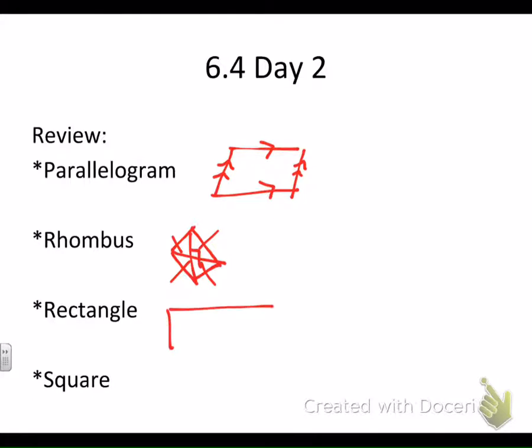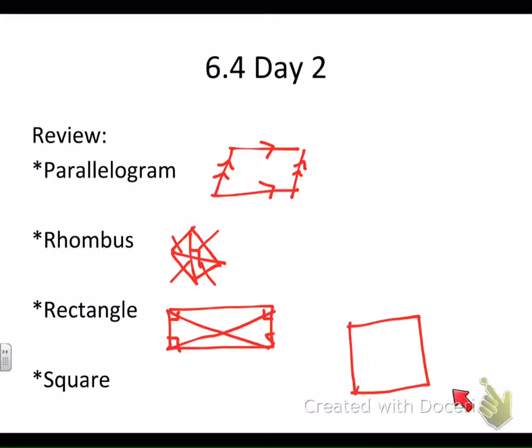A rectangle, all of those have 90-degree angles, and the diagonals are congruent to each other. A square is kind of the cross between a rhombus and a rectangle. All the angles are 90 degrees. All the sides are congruent. The diagonals bisect, and they are congruent.